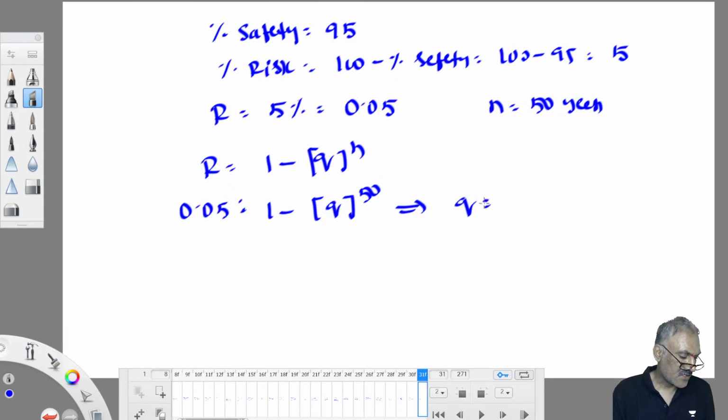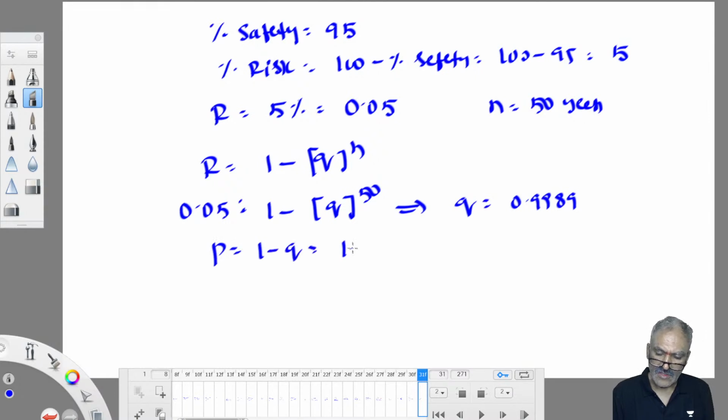So 1 minus 0.05, to the power 1 by 50. So it is 0.9989. Therefore P is equal to 1 minus Q, 1 minus 0.9989. Or you can also use 1 minus P, which is nothing but Q. So you can work out that term.